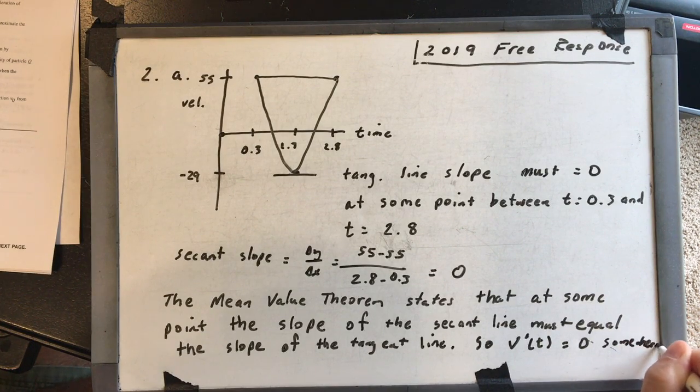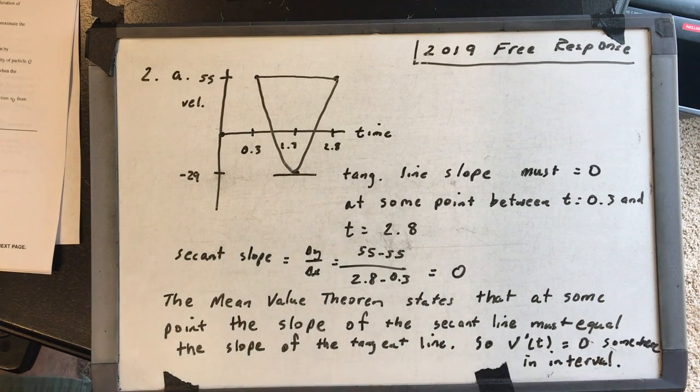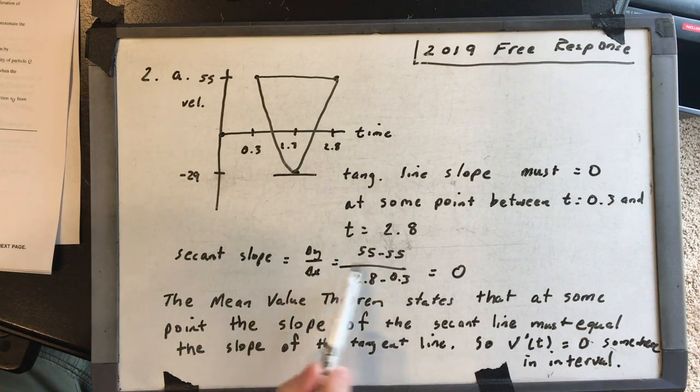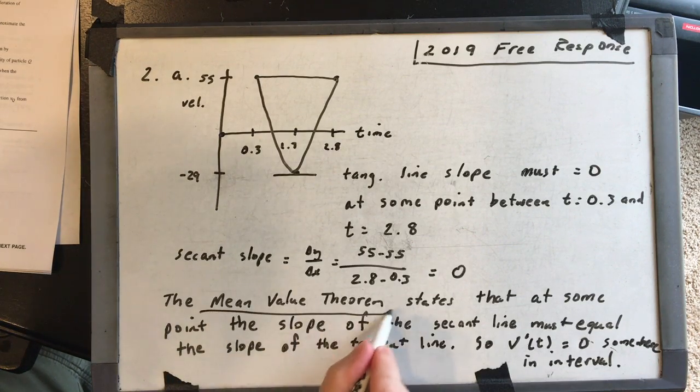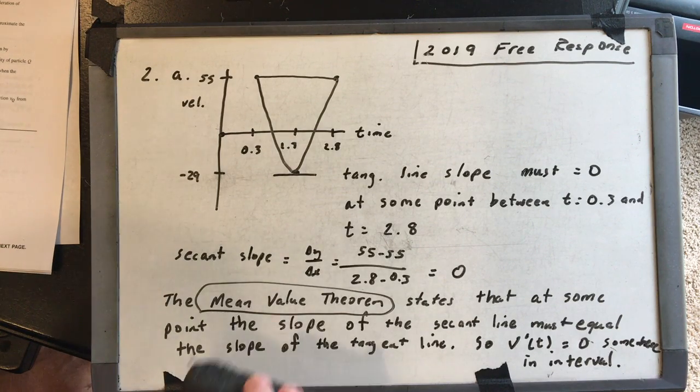So you could just write, I'm sorry if you can't read this, somewhere in the interval. The main thing you want in this problem is to maybe draw a little graph to help them see what you're doing, get the secant slope, and then mention the mean value theorem. If you can do that, then that should be enough to get credit on part 2A. Okay, I'm going to erase all this.